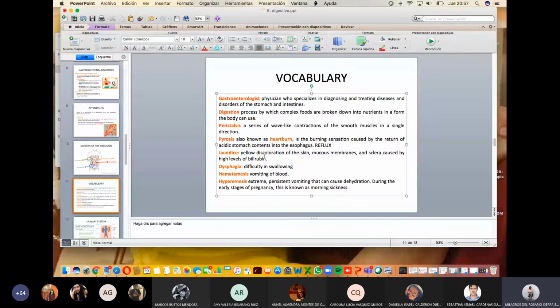And jaundice, I think we talked about this in class, is the yellow discoloration of the skin. Dysphagia is when there's a difficulty swallowing. Hematemesis is when you vomit blood, and hyperemesis is when there's extreme persistent vomiting. Do you know what condition is related to hyperemesis? Can you think of one? Nadia?